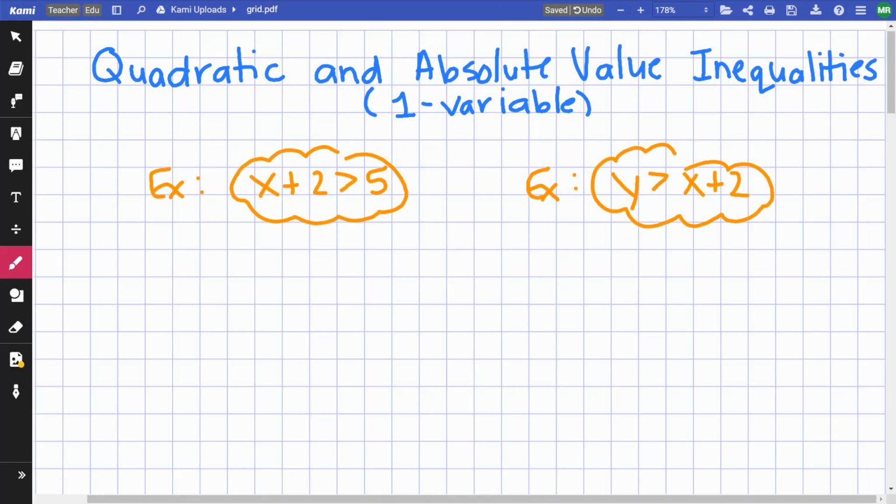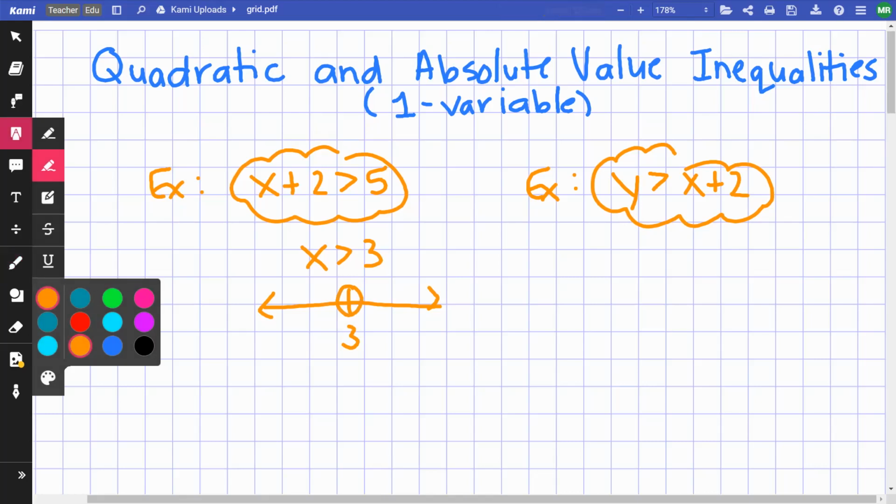This one here, if I solve, is going to be x is greater than 3. And I would have had 3 here with an open circle because it's not including 3. It has to be greater than 3. And then I would have shaded this direction. X greater than 3 would have been my answer. That would have been my graph. Okay.